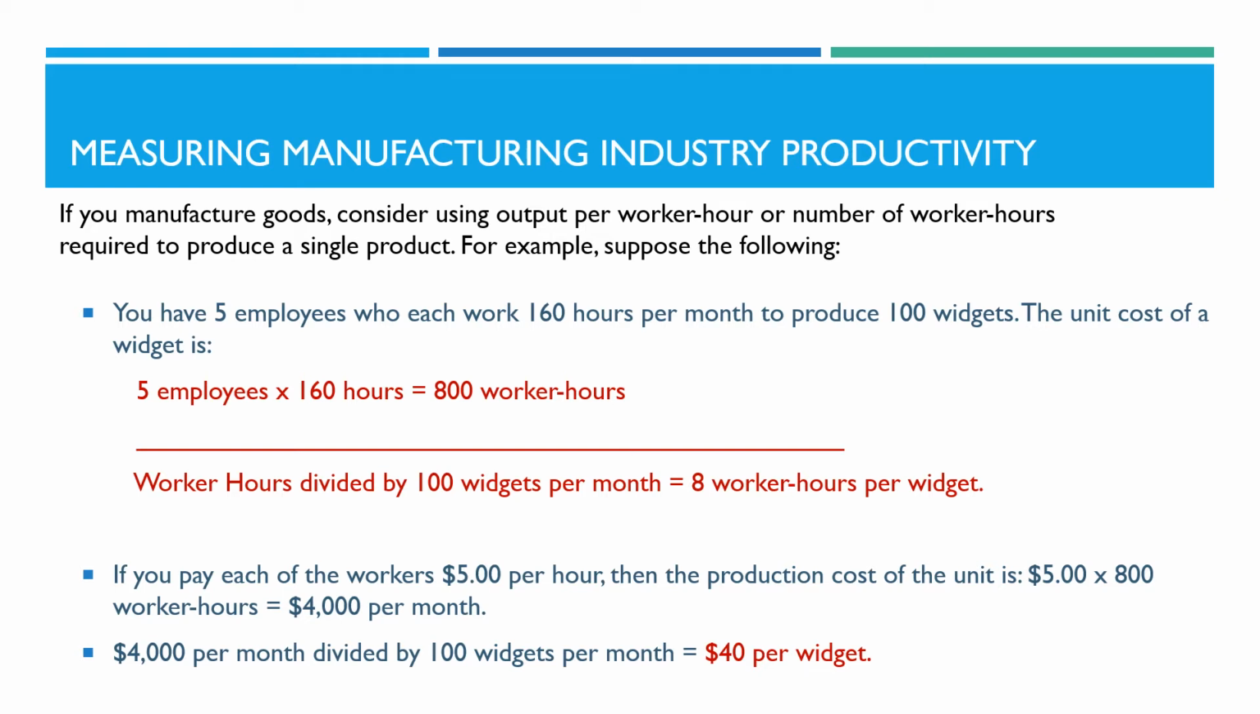If you pay each of the workers $5 per hour, then the production cost of the unit is $5 times 800 worker hours, which equals $4,000 per month. $4,000 per month, divided by 100 widgets per month, equals $40 per widget.